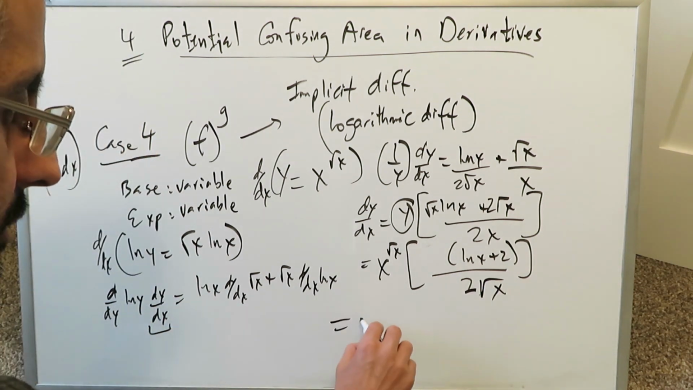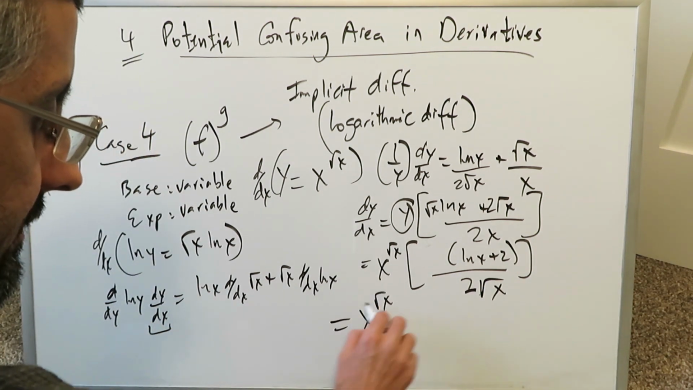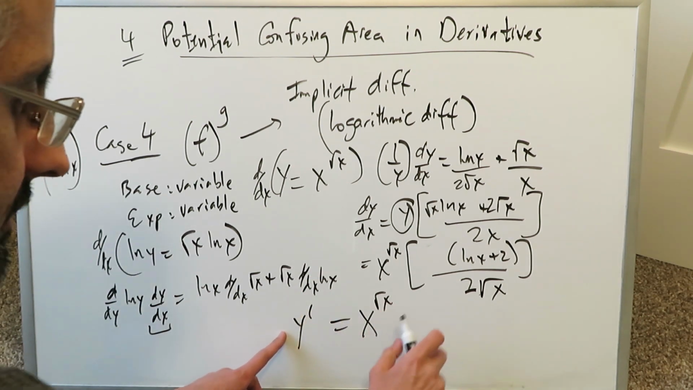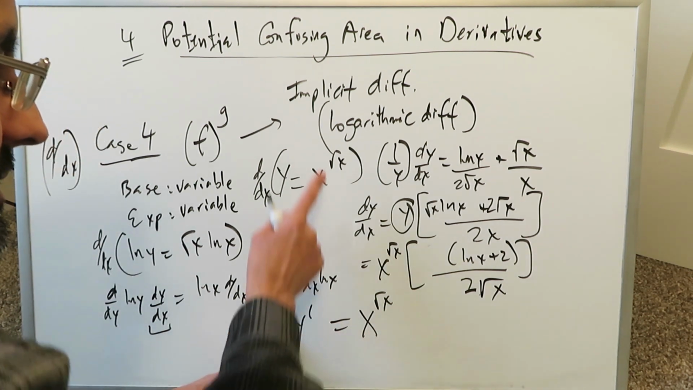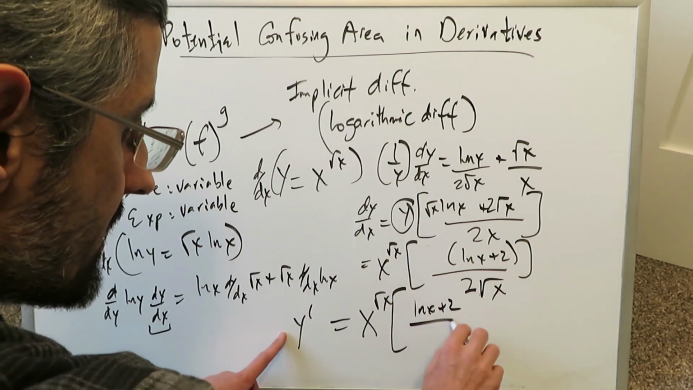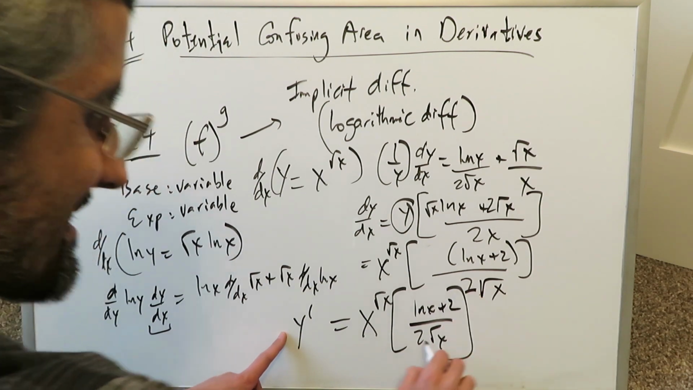We can just rewrite it here more cleanly. x to the root x, this right here is all your derivative dy over dx. All of that is your answer of your implicit differentiation or your logarithmic differentiation. It's this ln x plus 2 divided by 2 root x, and your answer is complete.